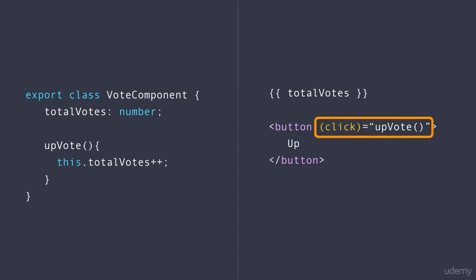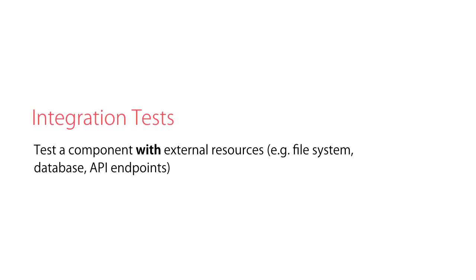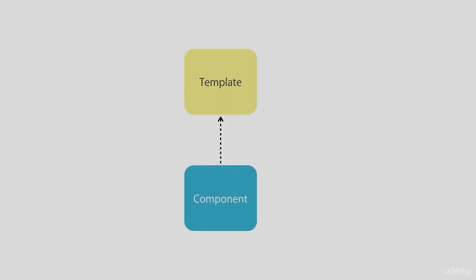However, if there is a problem in the bindings in the template for this component, we will not know until runtime. For example, if we forget to bind the click event of this button to the upvote method, our component is not going to function properly. And that's when we use an integration test. With an integration test, we test the component with external resources. Once again, this is the classic definition of integration tests. In the Angular world, that means testing a component along with its template.